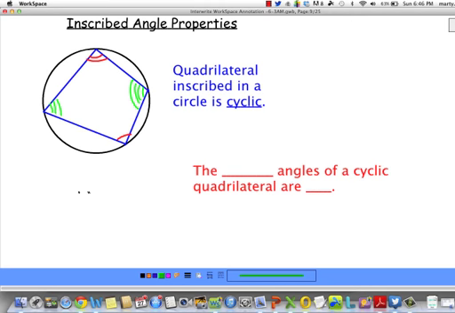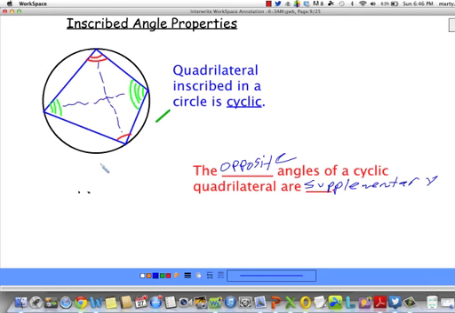Cyclic. Cyclic is a new term. A quadrilateral that's inscribed in a circle is said to be cyclic. And in a cyclic quadrilateral, the opposite angles are supplementary. So we've got these two opposite, and they're going to have to be 180 degrees, and these two are going to have to be 180 degrees. Remember, if a quadrilateral is inscribed, the circle will touch each of the individual vertices. Inscribed is inside.